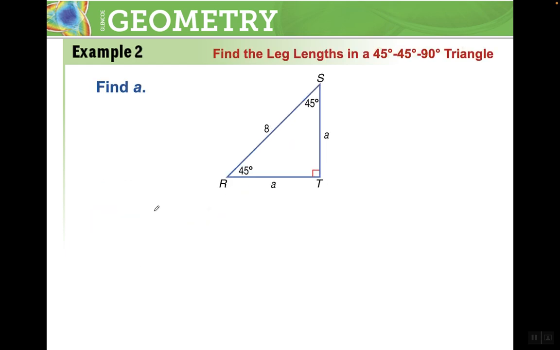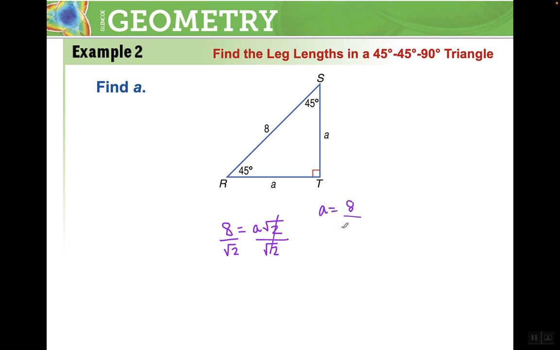Okay. Here now they're giving us the hypotenuse, and we have to find the leg length. So we know the hypotenuse is equal to the leg length times the square root 2. So we are going to solve this for a, because that's what we're looking for. So we're going to divide by the square root 2. So now we have that a equals 8 over the square root 2.